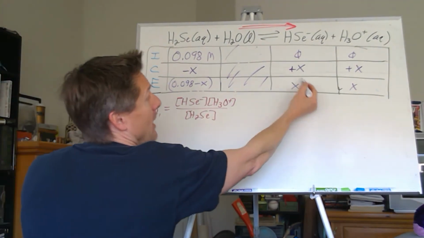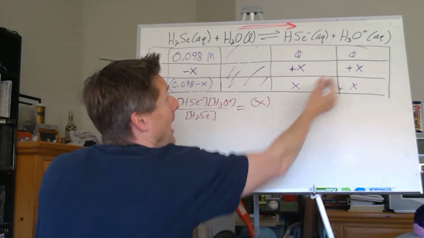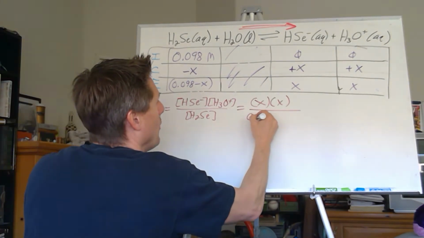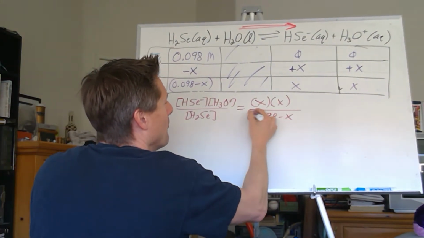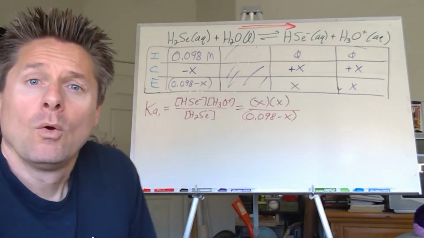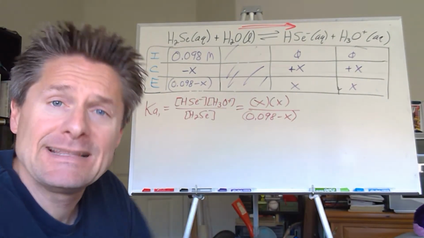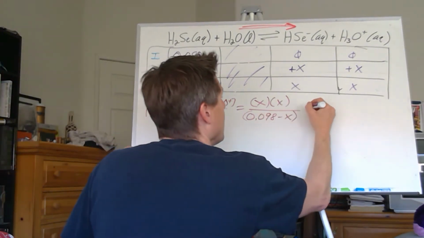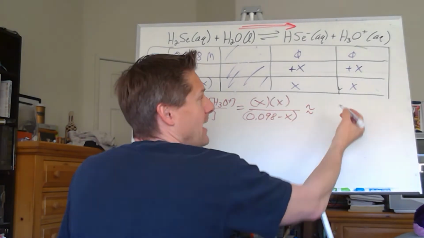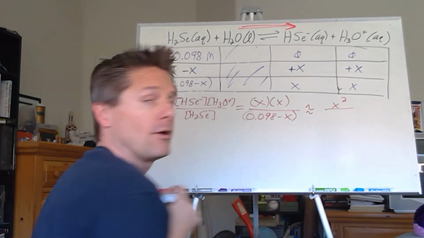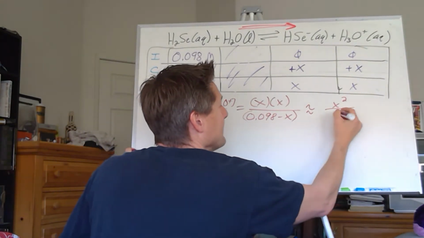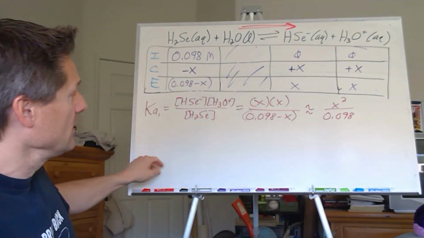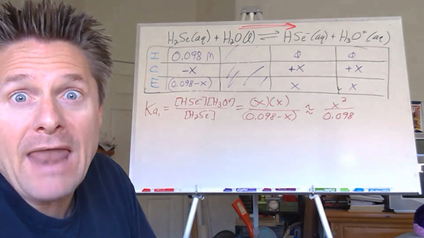Well, I know HSe minus is X. I know the hydronium ion is X. I know the original H2Se was 0.098 molar minus X. We're going to make that assumption that X is tiny, tiny, tiny, tiny, so that we can say 0.098 minus X is just 0.098. So let's make that assumption. Let's take X times X and make it X squared up in the numerator. And let's take 0.098 minus X as just 0.098. You know what that means? We have to prove that assumption as well.